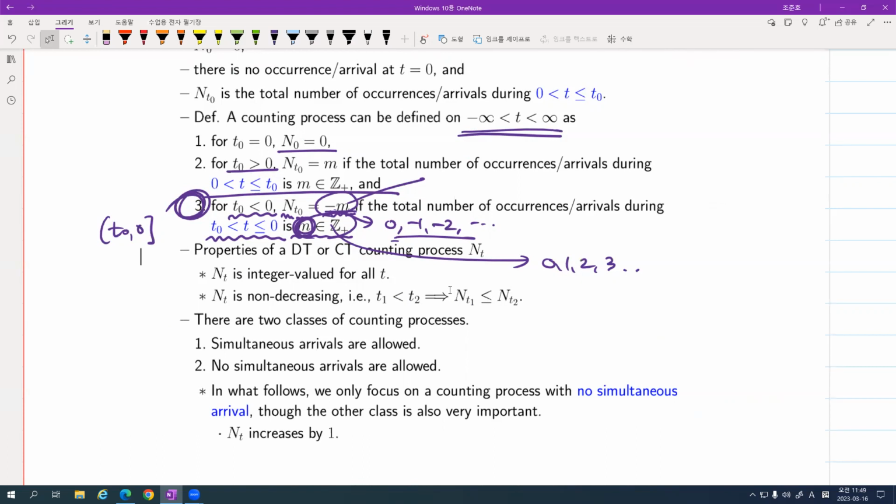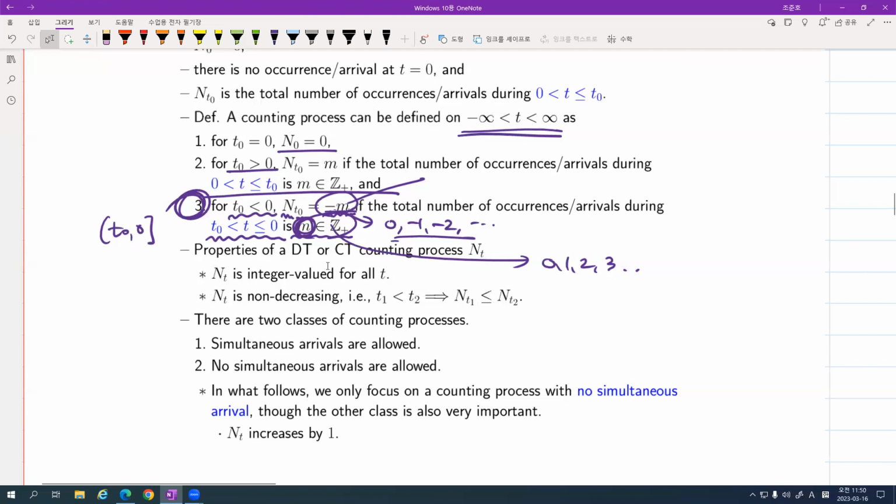So given counting processes, there are 2 classes of counting processes. One that does not allow simultaneous arrival. Second, simultaneous arrivals are allowed. As I told you, in many real-world applications, simultaneous arrivals happen. However, in our Poisson random process, as we will see, the probability is 0. So there is a class of counting random processes that does not consider simultaneous arriving. In that case, we can have better formulas. That's what you need to remember.